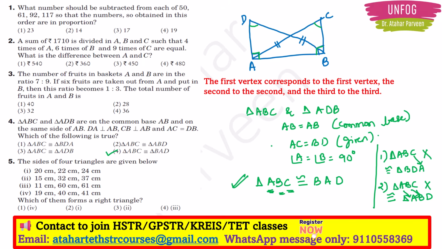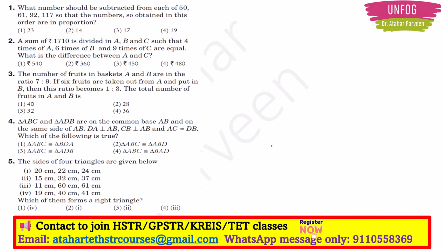Okay, next question number 5. The sides of 4 triangles are given below. Which of them forms a right triangle? So basically here they are talking about Pythagorean triplets. We have told about this many times in many classes. So you should be knowing the Pythagorean triplets. If you know it, then you will save a lot of time in this type of question.